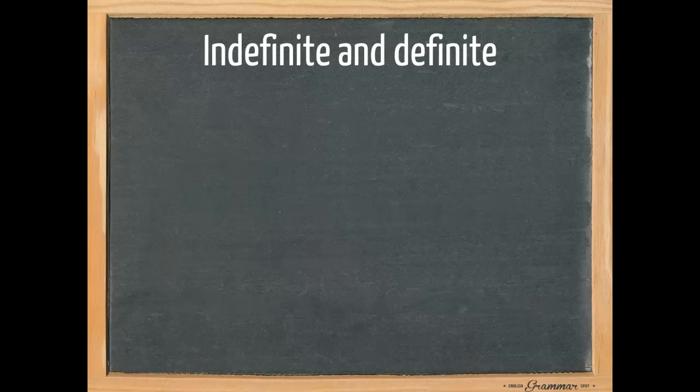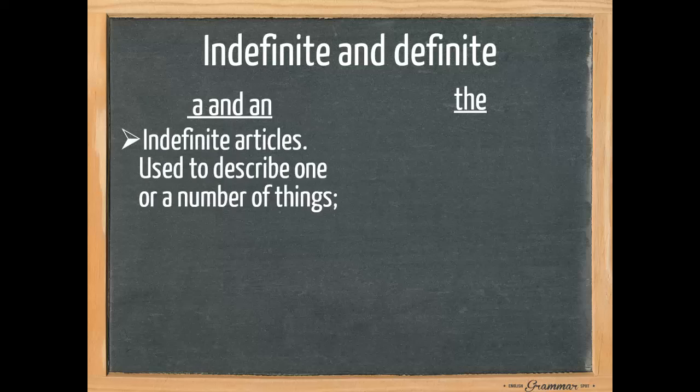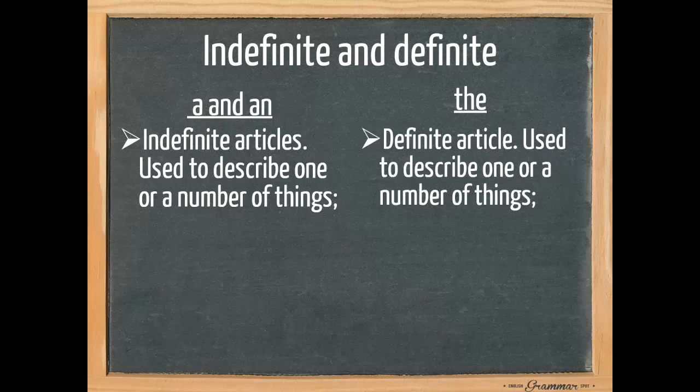Now we need to talk about the indefinite and the definite article. We already talked about a and an, but we also need to talk about the. A and an are indefinite articles. They're used to describe one or a number of things, but that also goes for the. But here the is the definite article, but again, like a and an, it's used to describe one or a number of things. So, what is the difference?